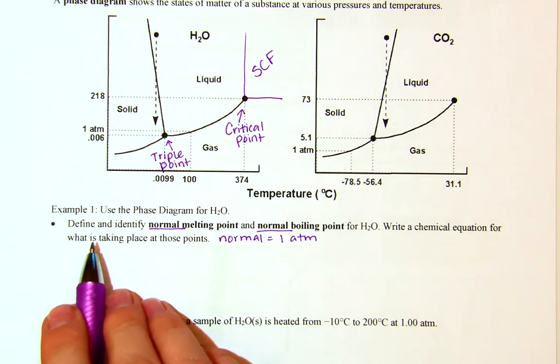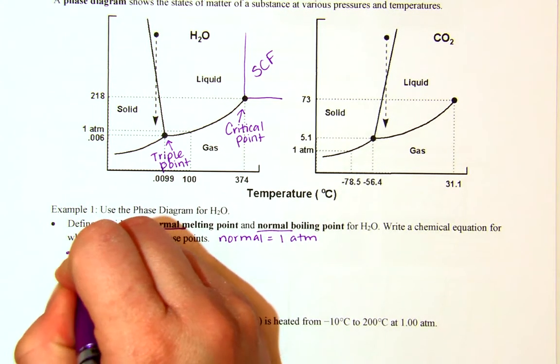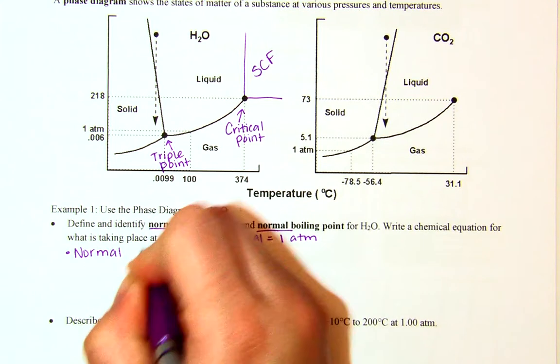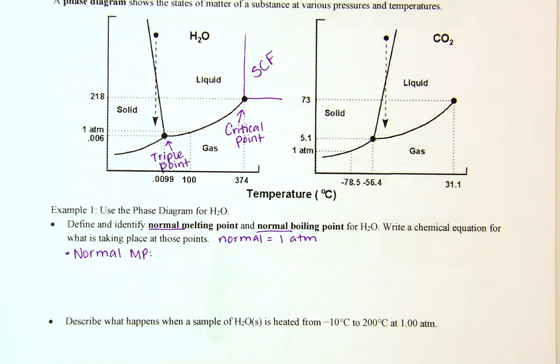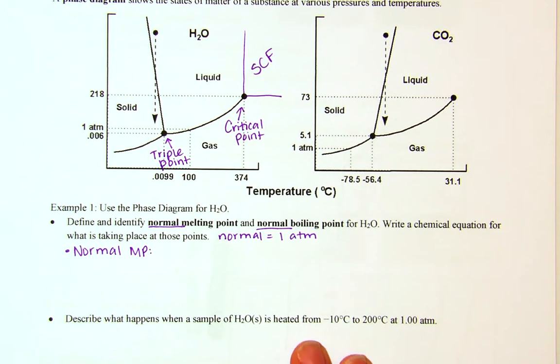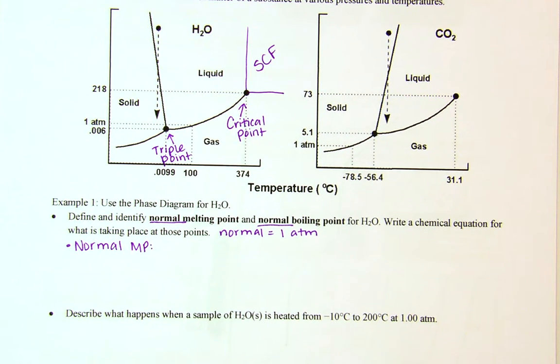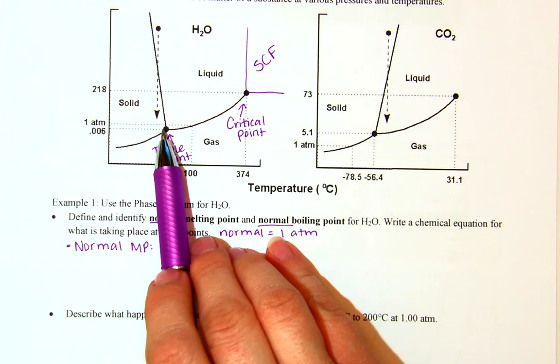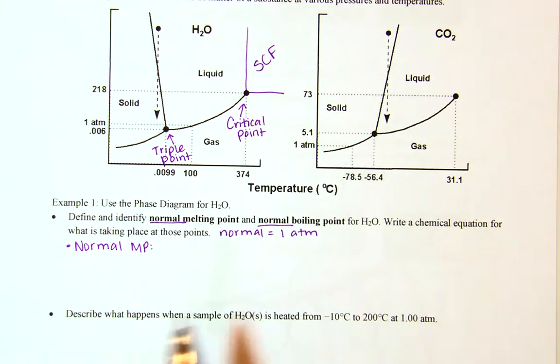So the normal melting point, MP, I'm just abbreviating for melting point, is the temperature at 1 atmosphere at which the solid and liquid states are at equilibrium. So they're exactly the same. So the point at which your solid starts to turn into a liquid. And when it starts to turn into a liquid, you really have some molecules of solid still and some molecules of liquid, so we say they're in equilibrium. So let's start temperature.